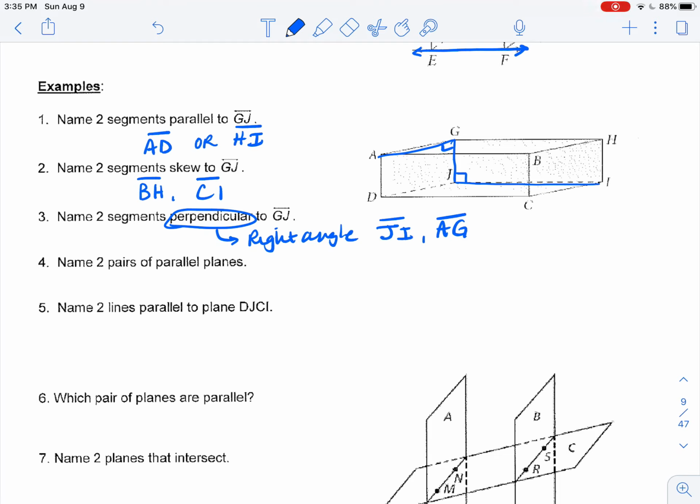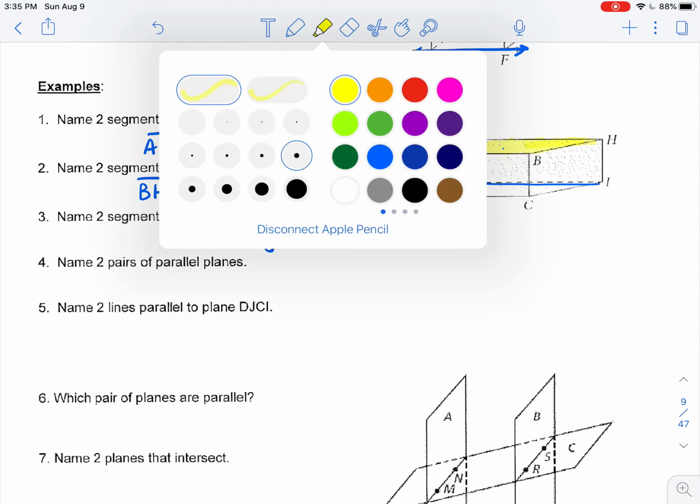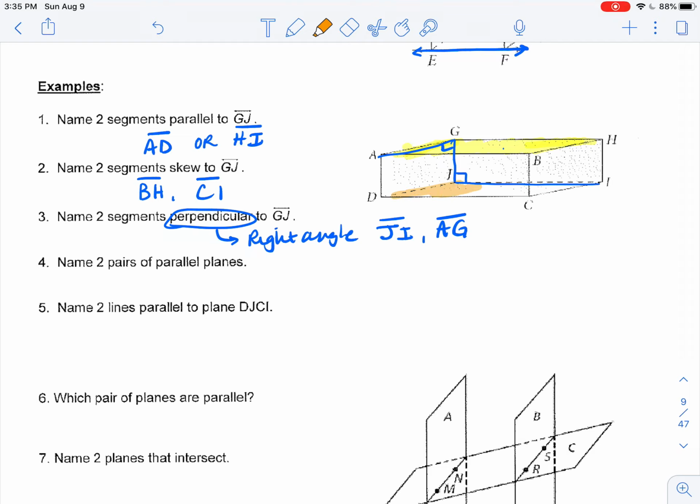Name two pairs of parallel planes. Okay, so how about the top and the bottom? We have a plane here. It is a flat top, and then we can say that it's going to be parallel to this bottom plane. If we extend those forever, they will never intersect. So how do we name planes with at least 3 points? We can say plane ABH and plane DCI.